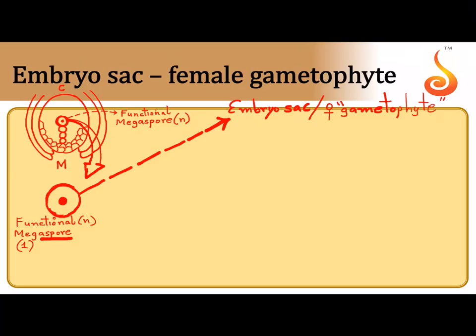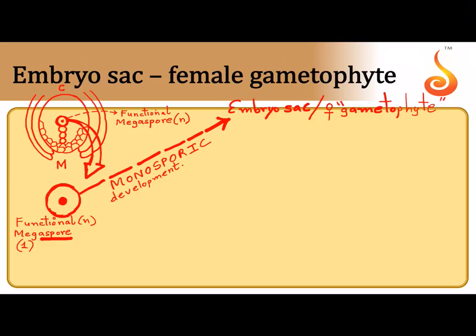This kind of development where only one megaspore develops into the embryo sac is called monospory or monosporic development. Tell me why it is called monosporic development? Because do all the 4 megaspores become embryo sac? No. See this one that is surviving. Only the one that survives is going to develop into embryo sac. The name only has meaning.